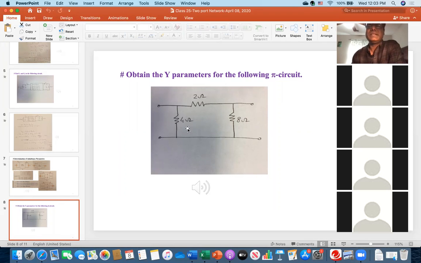Now based on this pi circuit diagram, we have to find out Y parameters. This means those four parameters, Y11, Y12, Y21, and Y22. Now see the solution in the next slide.